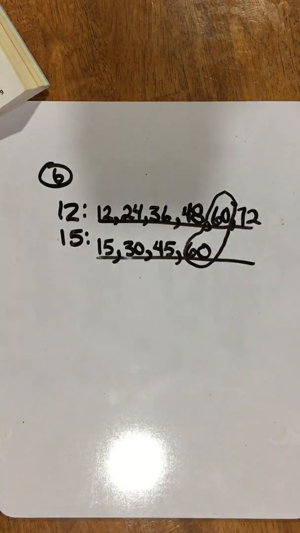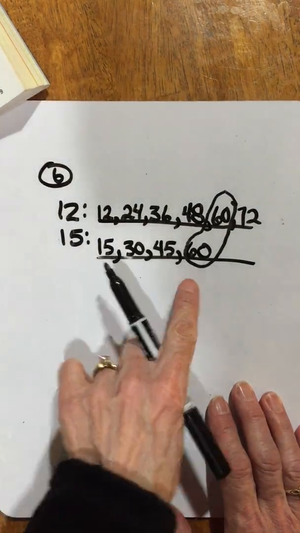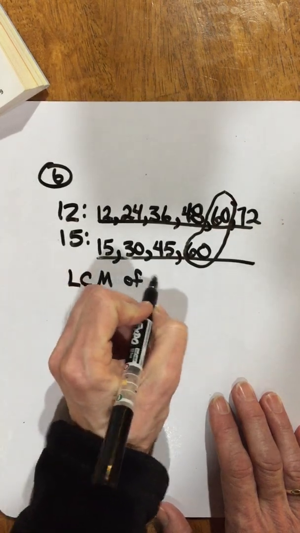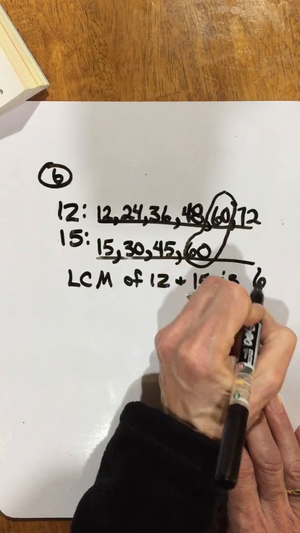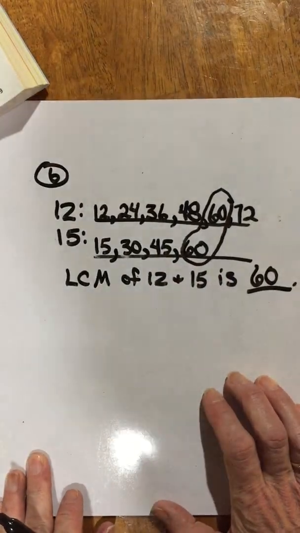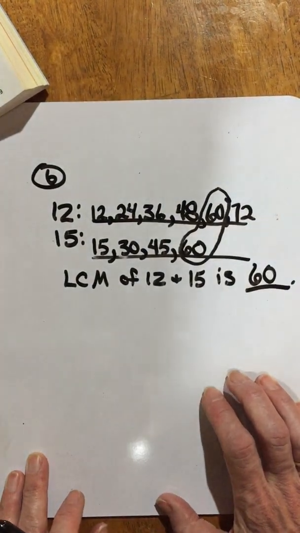So the LCM for those two numbers is 60. The lowest common multiple of 12 and 15 is 60. All right, you'll be using these for other operations in the future. So let's go on.